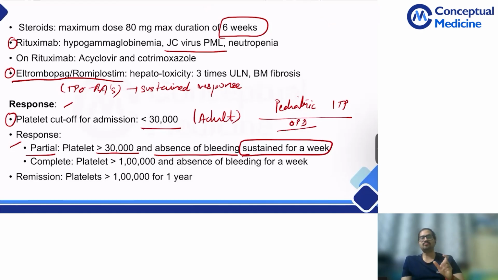And what is complete response? Again, absence of bleeding, 7 days duration, and platelets more than 1 lakh is called complete response in ITP. What is remission in ITP? Remission is when platelets are more than 1 lakh for 1 year without treatment. That is called ITP remission. That means ITP is cured. So that is defined as remission in ITP.